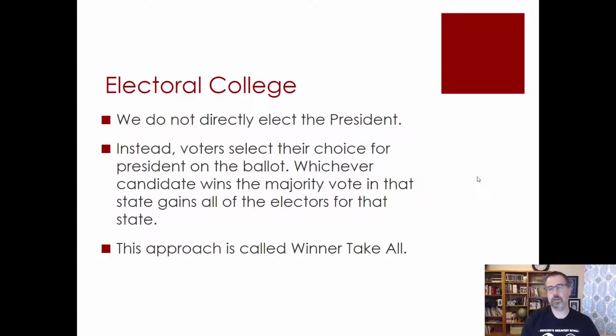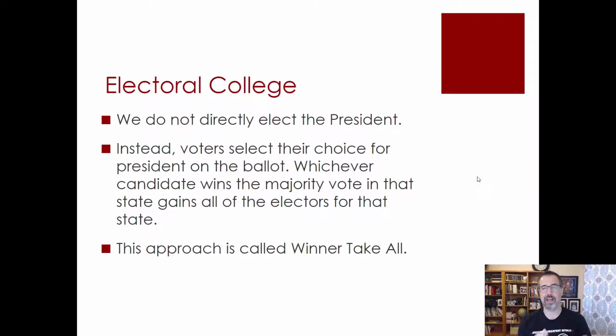Most people would normally think that the president is based off of the popular vote, so whoever gets the most votes wins and becomes president, but that is not the case. The president is elected through what's called the Electoral College, and we as American citizens don't actually directly elect the president. Instead, we are voting for the electors in a state. In other words, whoever receives the most popular votes in a state, that candidate receives all of that state's electoral votes.